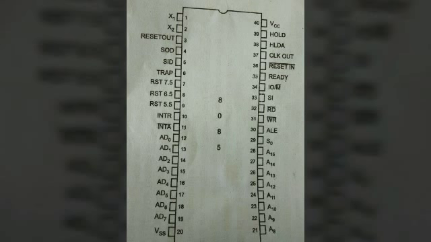Next is externally initiated signals. This group of signals includes 5 interrupt signals, 1 interrupt acknowledgement signal, ready signal, 2 signals for DMA operation and 2 reset signals.